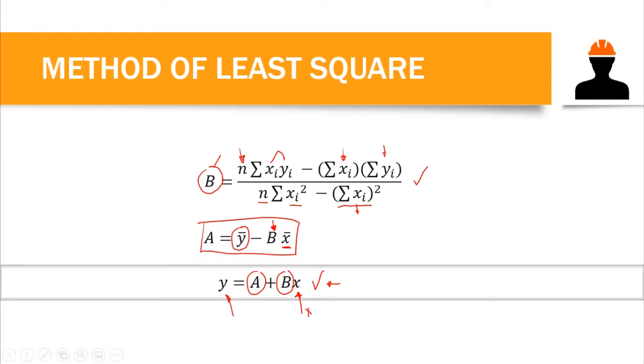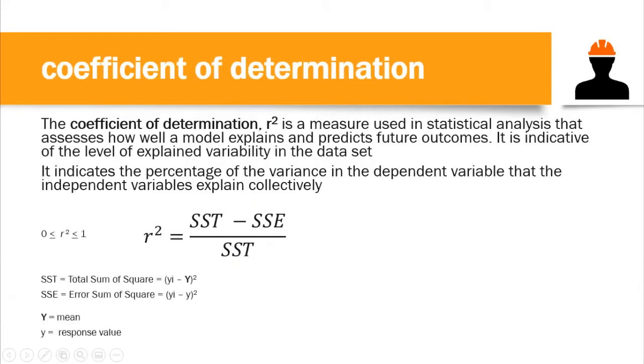Okay, so we have also the coefficient of determination. This one measures how well a model explains and predicts future outcomes. So this value can be used to tell whether the equation that we just came up with is effective in predicting future outcomes. It is indicative of the level of explained variability in the dataset, so it indicates the percentage of the variance in the dependent variable that the independent variable explains collectively.